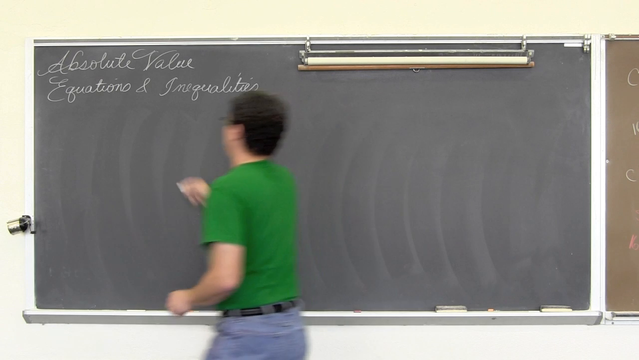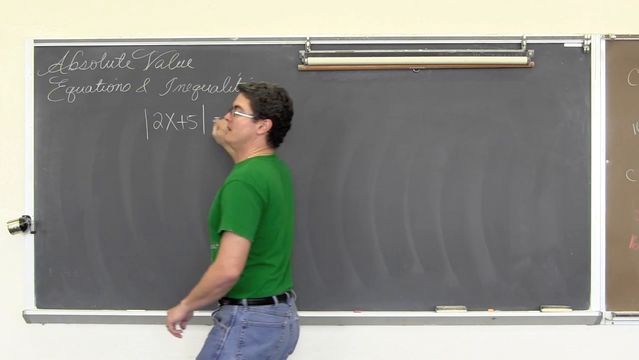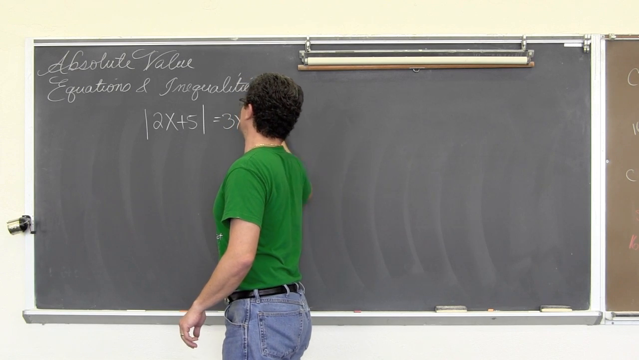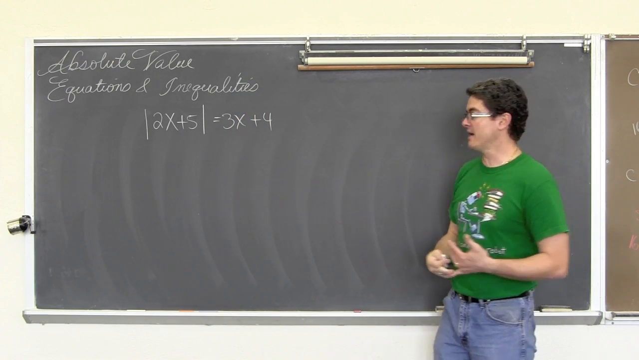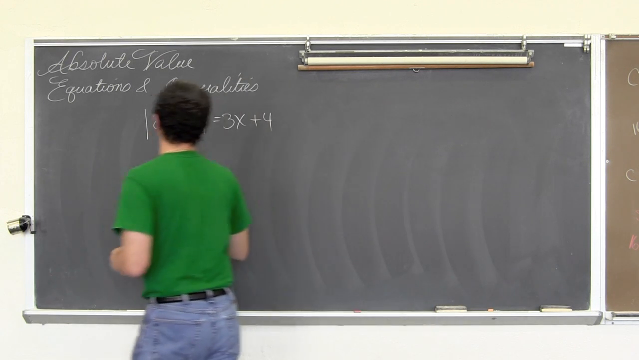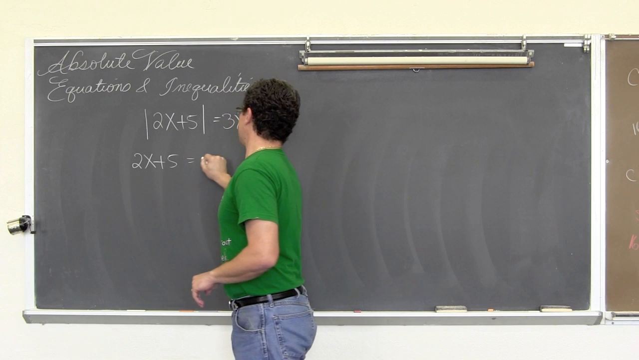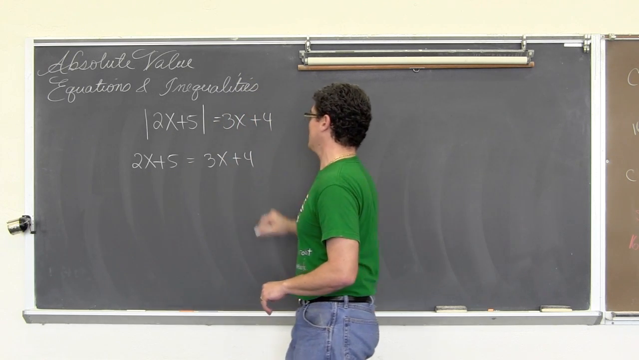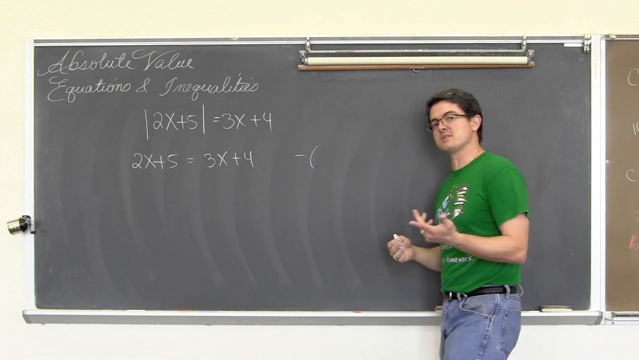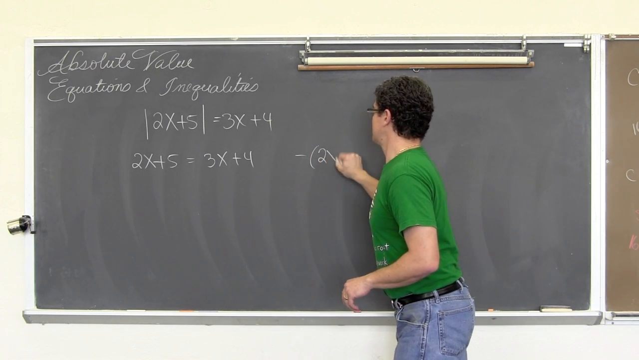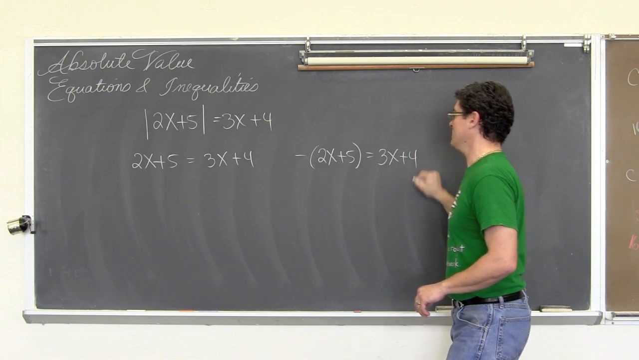Moving on to the next one, we have the absolute value of 2x plus 5 is equal to 3x plus 4. Okay, the absolute value function is already isolated, so we're going to break this up into two parts. So we have 2x plus 5 is equal to 3x plus 4, and we have taken out the absolute value and replaced it with a set of negative parentheses. 2x plus 5 equals 3x plus 4.